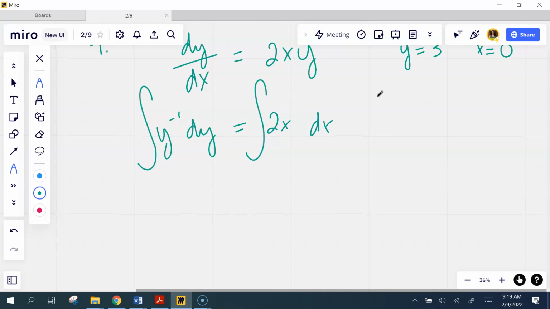All right. Here, this is natural log of the absolute value of y, right? Because log can never be negative. You cannot take the log of a negative number. Well, it's going to impact your answer a little bit, and I'll show you why. Equals x squared plus c, right?